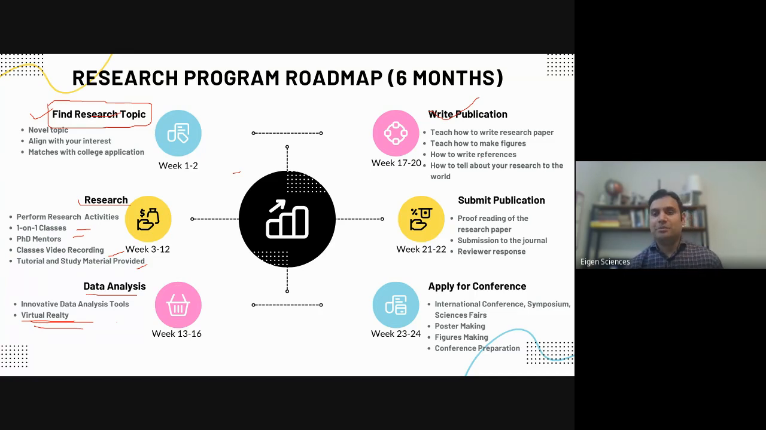Only then it is a publication. Otherwise, I can just print a publication and put it on Facebook. That is not a publication. Then we submit the publication, with proofreading and everything, to a journal.